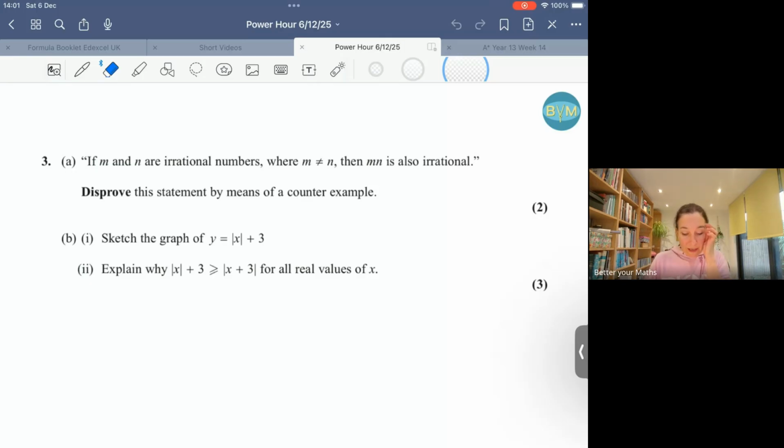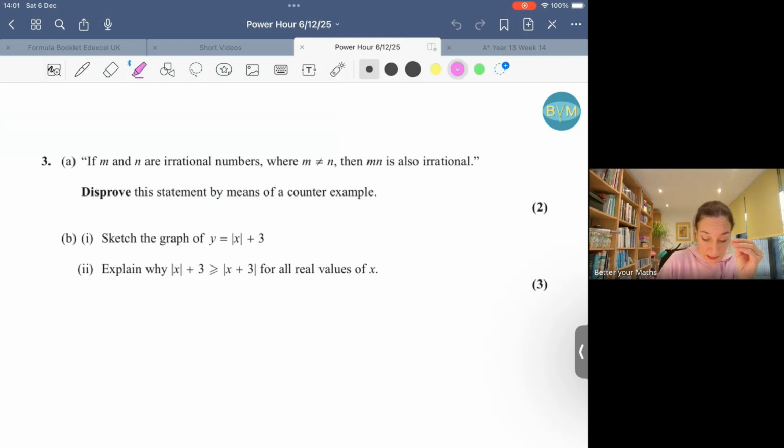You have a bit of a proof question and a second part that is, again, kind of a proof question, but not proof, yeah? So the first one says, if m and n are irrational numbers, where m is different than n, then mn, so the product, must be irrational. And we have to disprove this statement by means of a counterexample.